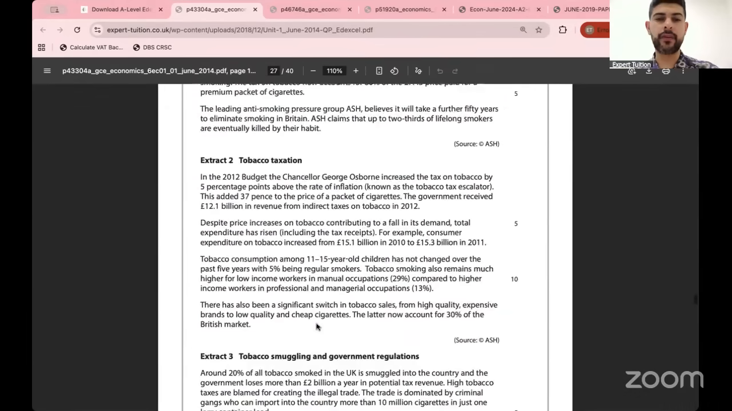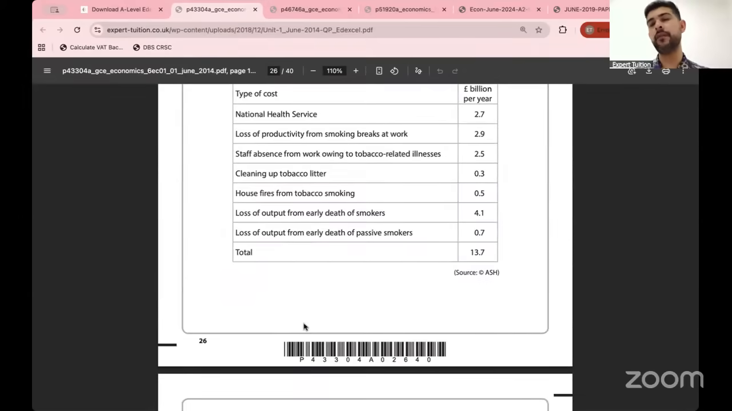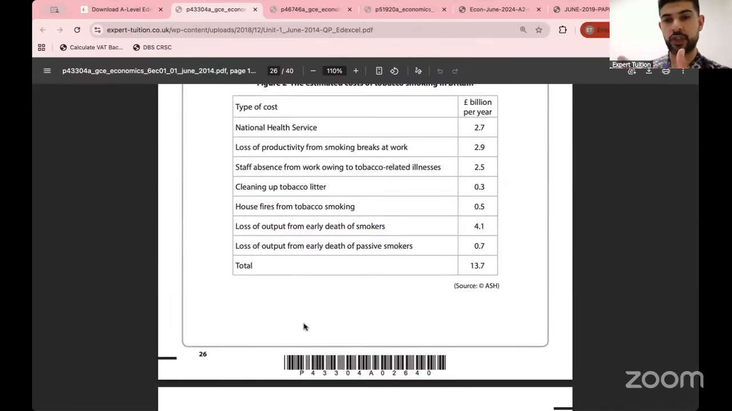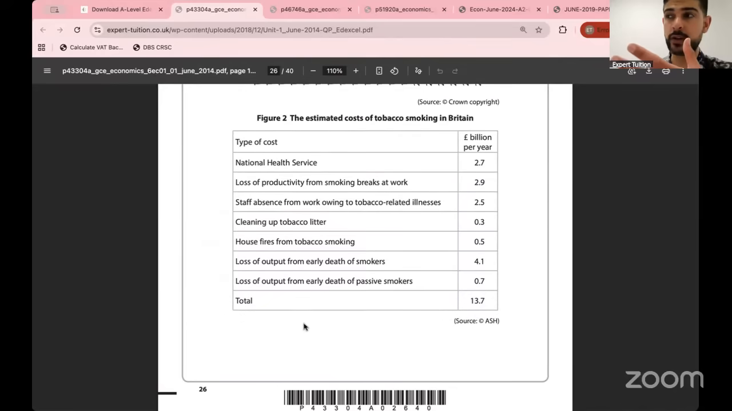The very final thing I want to talk about is how you evaluate. You evaluate by defending the government's position, and there are two things to say here. One, if we look at figure two, it shows the estimated cost of tobacco smoking in Great Britain: £13.7 billion. What is that £13.7 billion? That is the external cost. In other words, there is an absolutely massive market failure here. Should they just leave it to the free market? Obviously not. They need to intervene and tax this good to try and fix the market failure. So you're going to say, hey, one, it is necessary to intervene here because of how big the market failure is, and two, the intervention is clearly working.